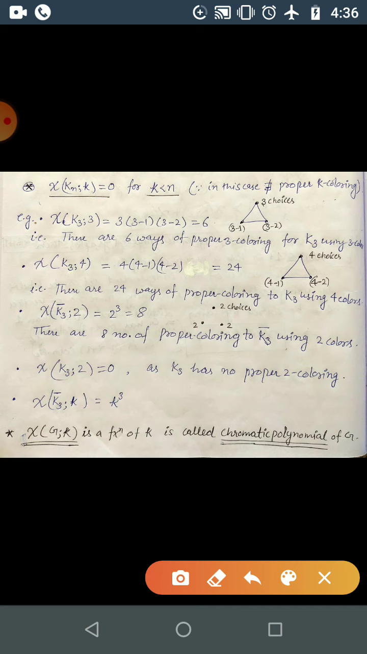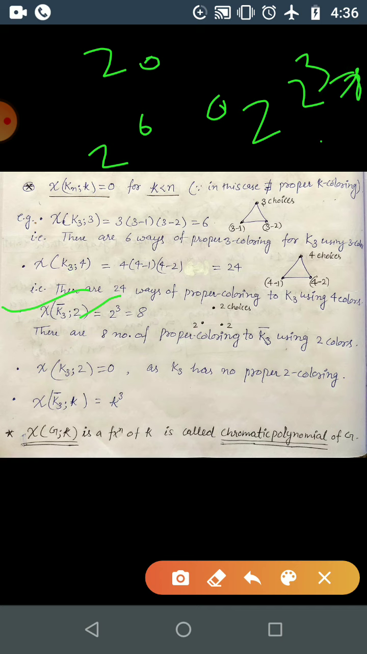Now you are given K3 complement with 2 colors. Every vertex has 2 choices, because no vertices are adjacent, so we can use both colors on all the vertices. All vertices can even have the same color. So here it will be 2 raised to power 3, that is 8.